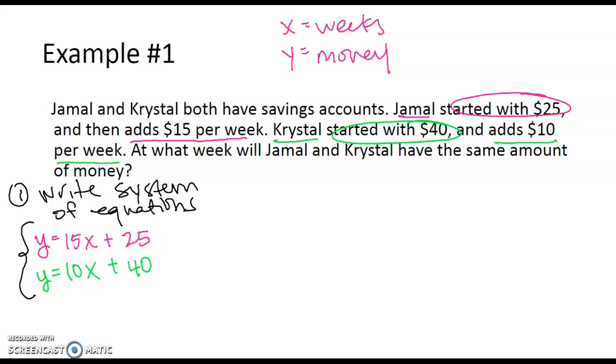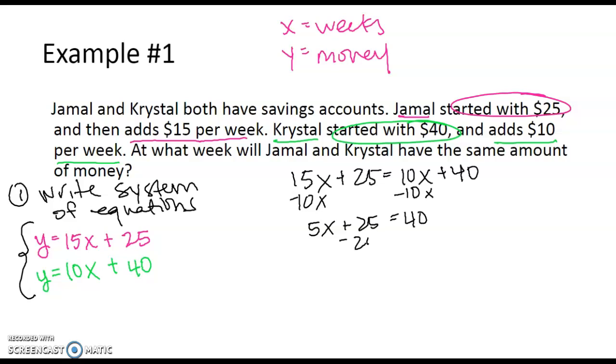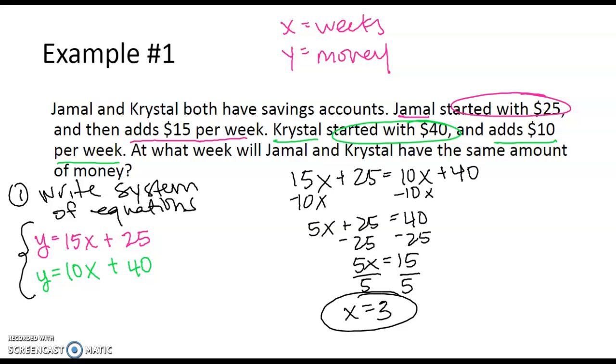So y equals 15x plus 25, y equals 10x plus 40. I'm going to take this 15x plus 25 from Jamal's equation, and substitute it in for y in Crystal's equation. So I have 15x plus 25 equals 10x plus 40. I can subtract 10x from both sides. I get 5x plus 25 equals 40. If I subtract 25 from both sides, 5x equals 15. I can divide both sides by 5, and I get that x equals 3. So that means at week 3, these two people have the same amount of money.